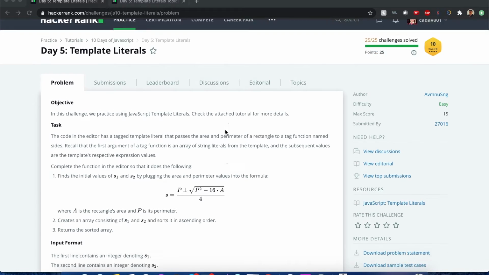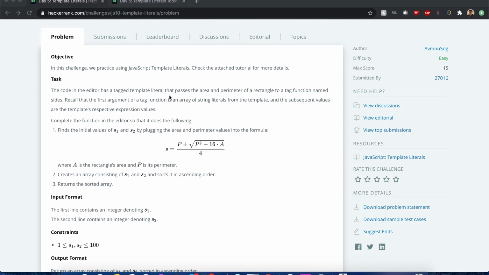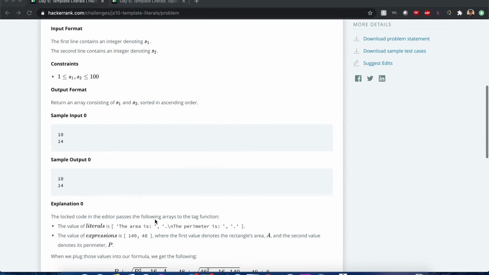This is a tricky question. You are passed the area and perimeter of a rectangle, and what we want to do with the function that we're going to create is find the initial values of S1 and S2 by plugging them into this formula below. P represents perimeter, A represents the area. We're trying to find out what S is. We need to create an array with S1 and S2, sort it in ascending order, and return that sorted array. Okay, this is a lot to do.